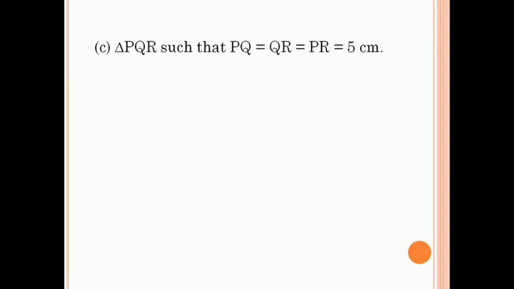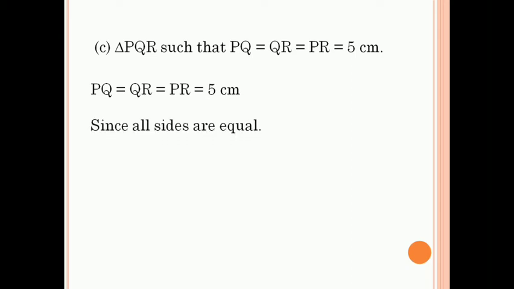C: Triangle PQR such that PQ is equal to QR is equal to PR is equal to 5 cm. So PQ is equal to QR is equal to PR is equal to 5 cm. It is given. So we can write, since all the sides are equal, hence it is an equilateral triangle.